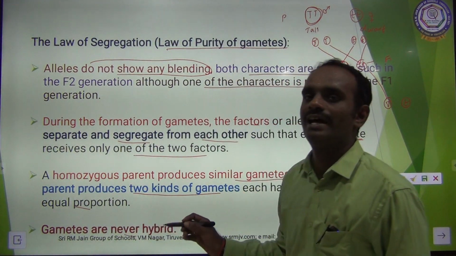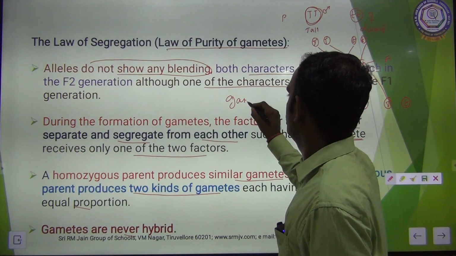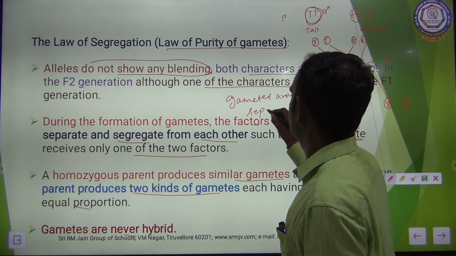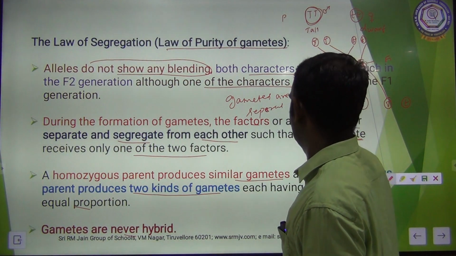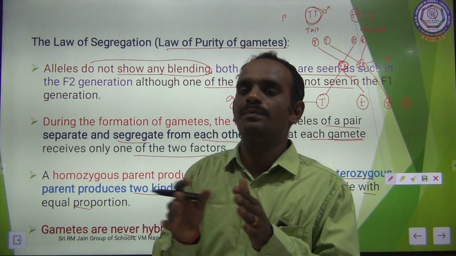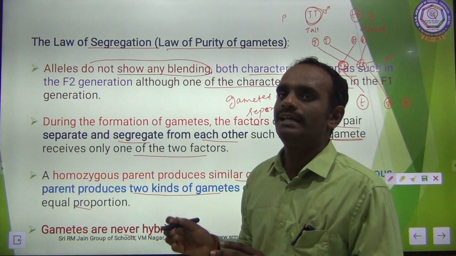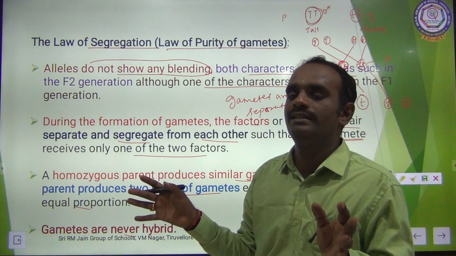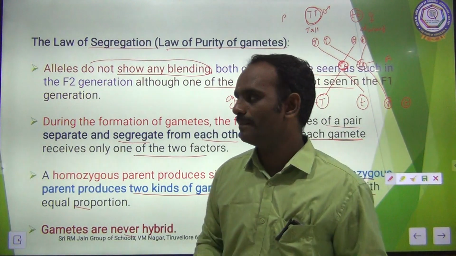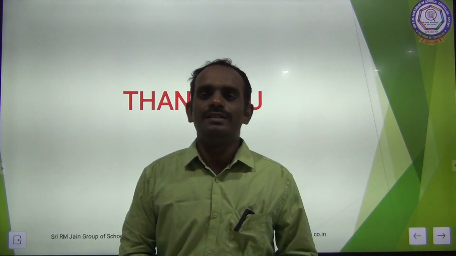Gametes are never hybrid. So see here, the gametes are separate. They separate and segregate. So what does the law of segregation tell? Gametes are separate, they are not hybrid. So gametes are never hybrid. Okay. Thank you children. We will see in the next class.